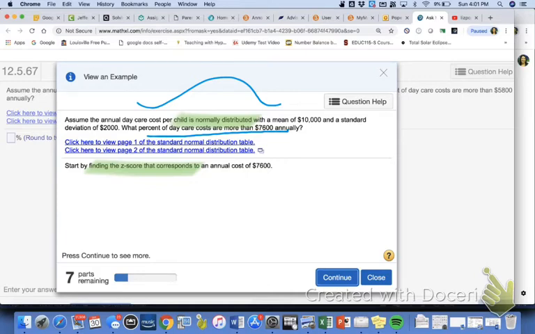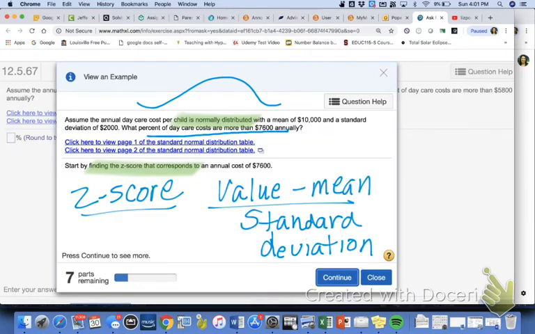So the formula for making a z-score is this: the value minus the mean divided by the standard deviation. The value that we're being asked to talk about is the 7,600, so I'm going to take value in the formula and replace it with 7,600. You subtract the mean, and they tell us in the problem that the mean is $10,000. So I'm going to put 10,000 in here.